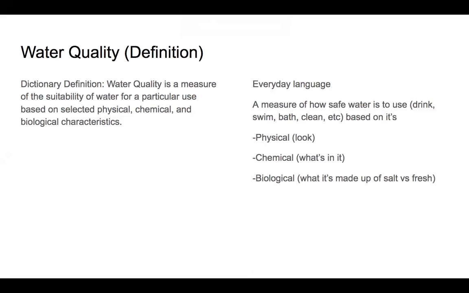Water quality, according to the dictionary definition, is a measure of the sustainability of water for a particular use based on selected physical, chemical, and biological characteristics. The everyday language is just how to measure how safe water is to use, whether to drink, swim, bathe, eat, clean, etc., based on its physical, so like what it looks like. We don't want sludgy water. Chemical, so what's actually in it, and biological, what it's made up, whether it's salty or fresh.